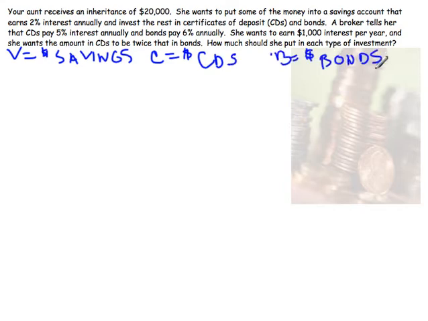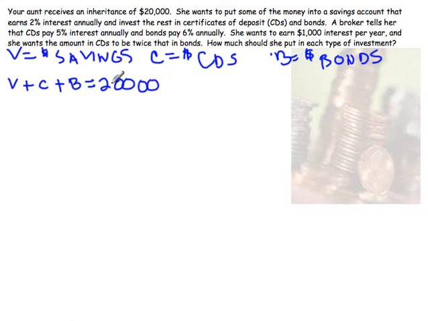Now I'm going to come up with my 3 equations. I know that I have a total, well, actually your aunt has a total of $20,000. So I would add all those up: V plus C plus B has to equal 20,000.